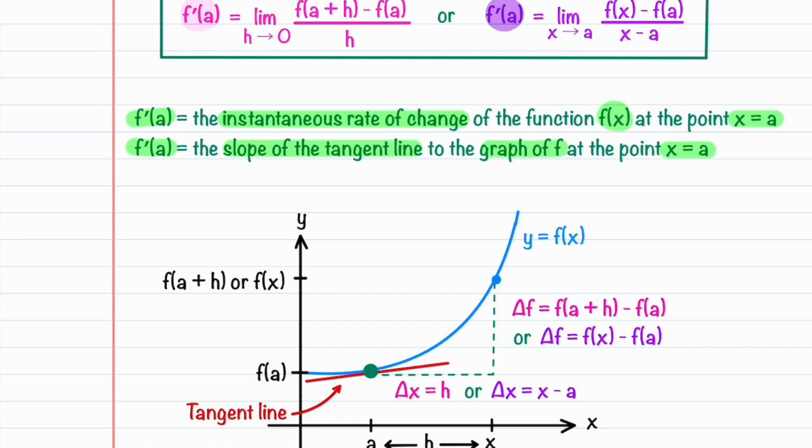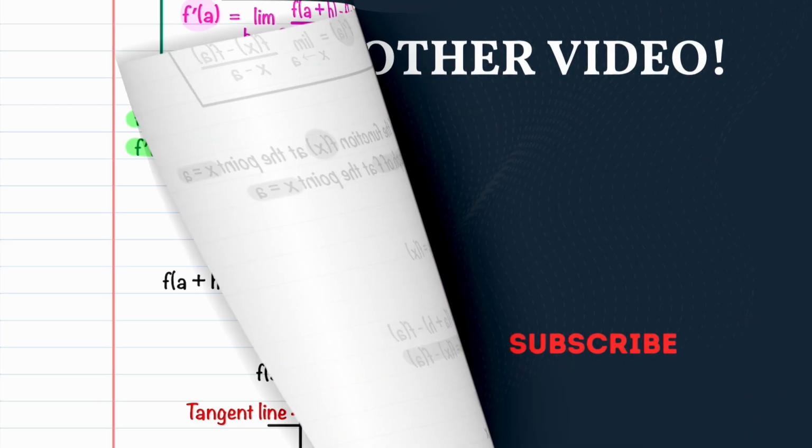It is the limit as h goes to 0 of the change in f, which is f of a plus h minus f of a, divided by the change in x, which is h. Our definition in purple is the limit as x approaches a of delta f, which is f of x minus f of a, all divided by delta x, which is x minus a.